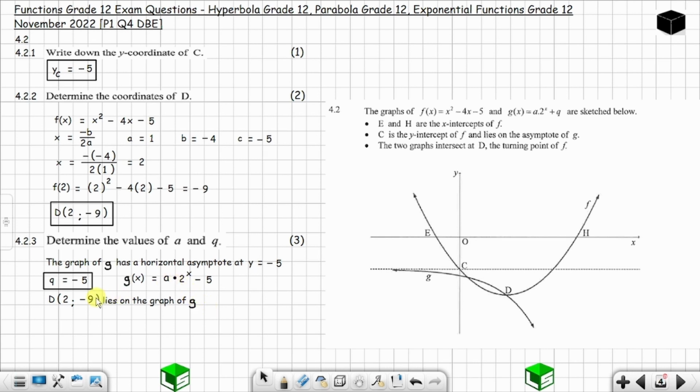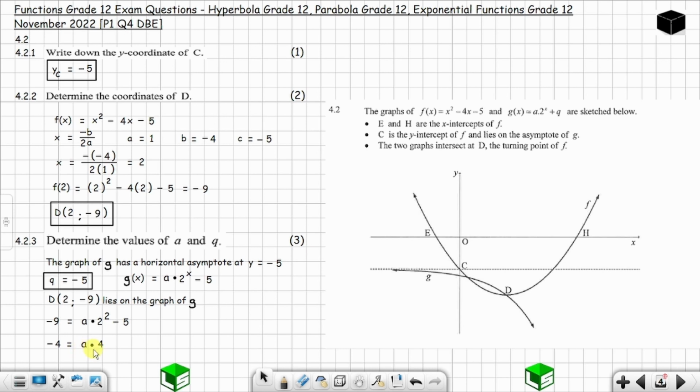Let's do that. Remember, this is your X, it's 2, and your Y is negative 9. So G of X is Y. Negative 9 is equal to A times 2 to the power of X, and X is 2, so 2 to the power of 2, minus 5. You can take negative 5 to the left, it becomes positive 5. Now you have 5 minus 9, which is minus 4. This is equal to A times 4, because 2 to the power of 2 is 4.